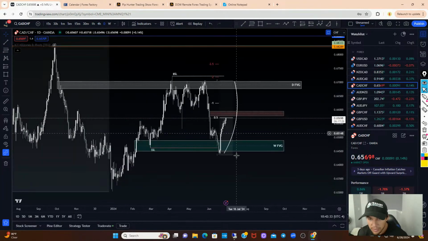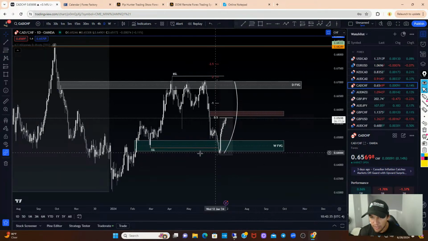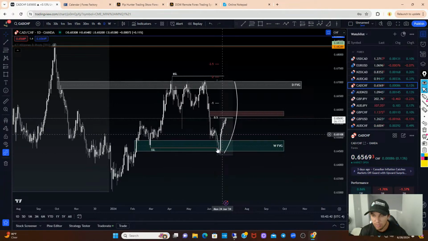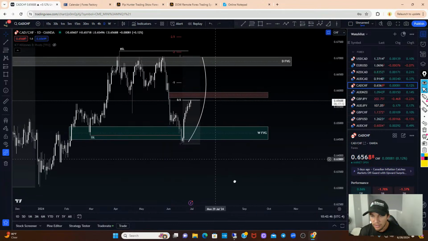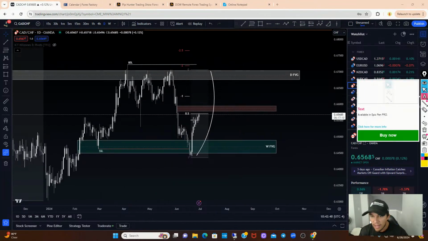So looking at the CAD Swiss, we had this big move to the downside, swept sell side, retested this weekly fair value gap, and rejected off it. We see some good displacement. You're looking at the daily. That's a good thing to see here, because of what we want to anticipate now that we had this accumulation.